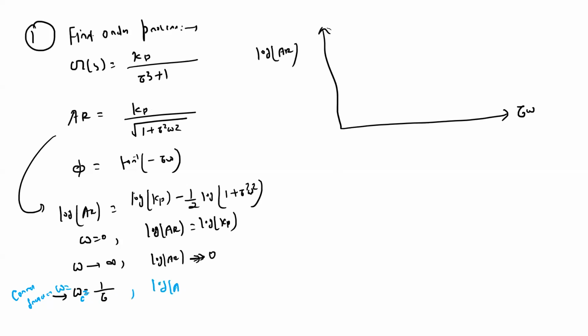So what will be the value of log of amplitude ratio if omega tau equals 1, right? What will happen? Omega tau equals 1, so log of Kp minus 1 upon 2 log of 2, right? So there is a finite value over here. At omega equals 0, you get log of amplitude ratio equal to log of Kp. So it will go like that, and it will go like that. So at this point, what will happen?